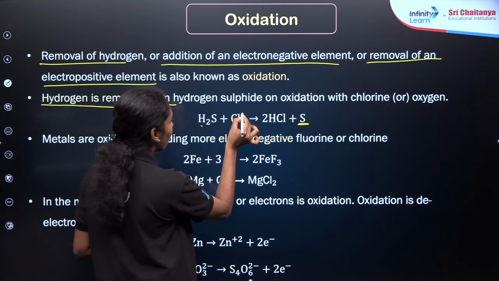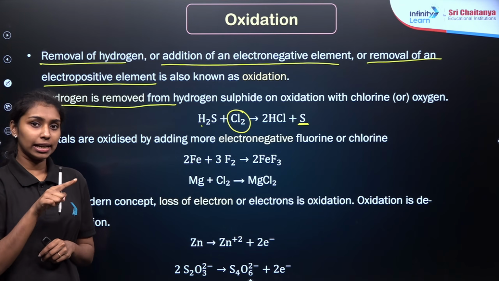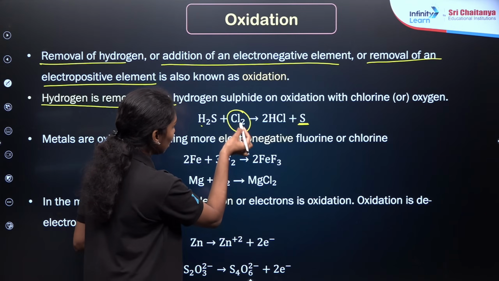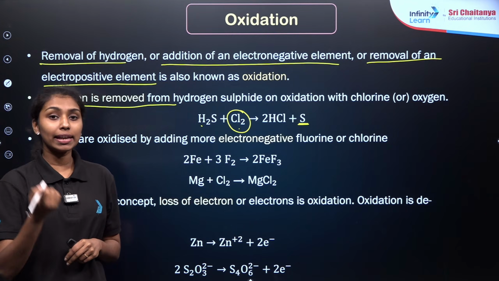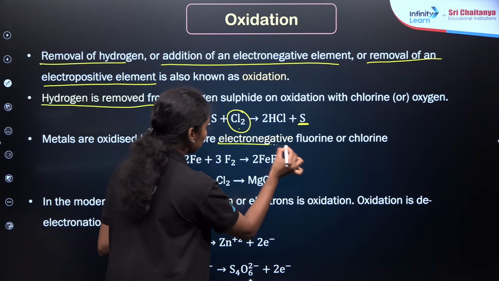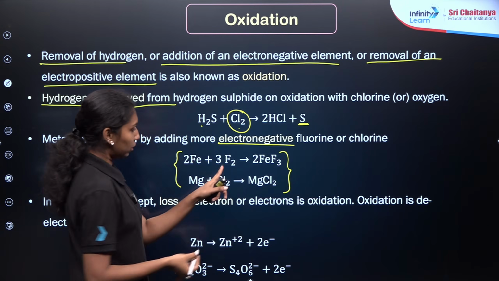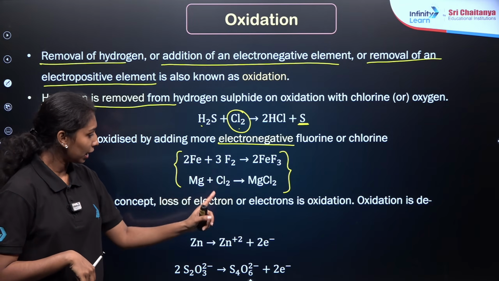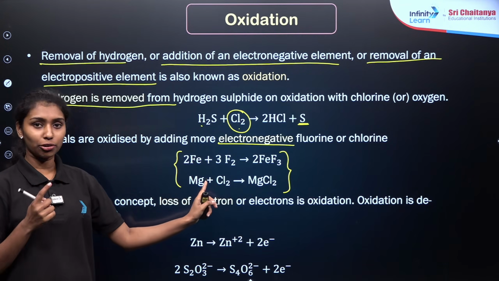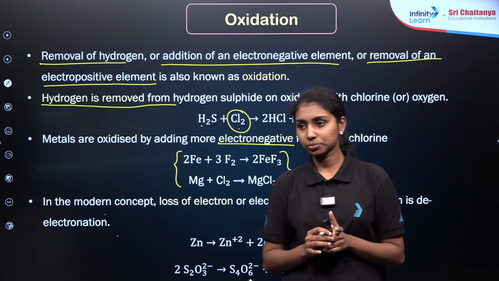Or otherwise, chlorine is an electronegative element, as we have studied in the periodic table part. If you are adding an electronegative element, again we can call it an oxidation, right? There is another example: 2Fe plus 3F2 gives 2FeF3. We are adding the electronegative element fluorine here. And in the second reaction, Mg plus Cl2 gives MgCl2, we are adding another electronegative element, chlorine, to form magnesium chloride. Is that clear?